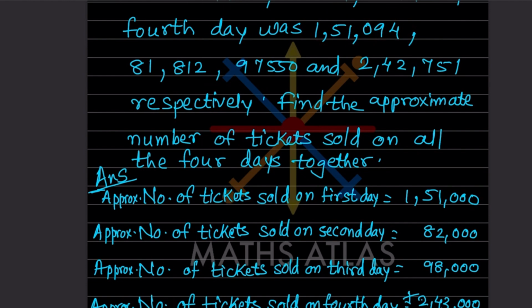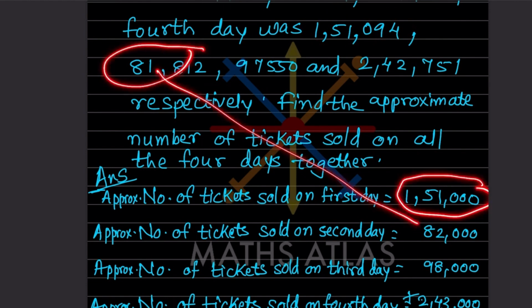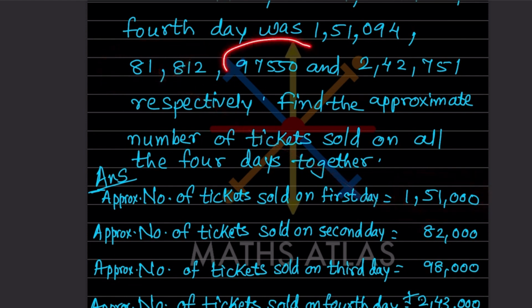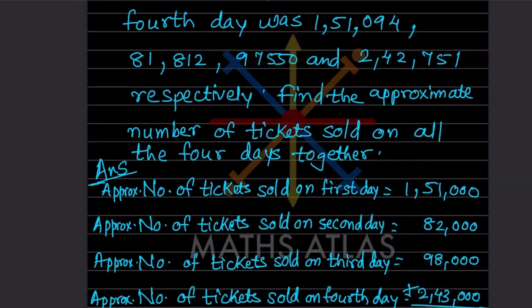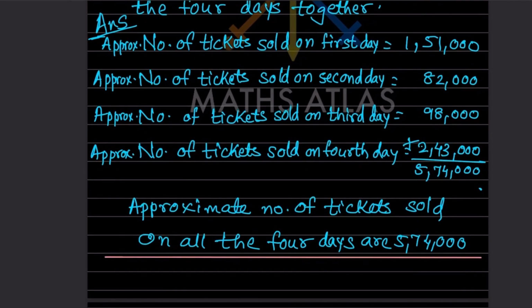So 1,51,094 becomes 1,51,000. This comes out to be 82,000. This is 98,000. 2,42,000 is this, and you are going to add all. Okay, so after adding all, you get this answer. So this is the approximate answer. So the approximate number of tickets sold on all the 4 days is this one.